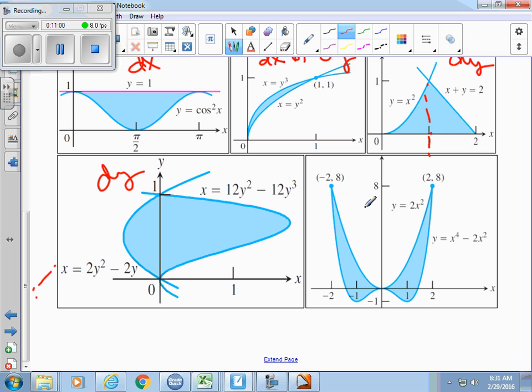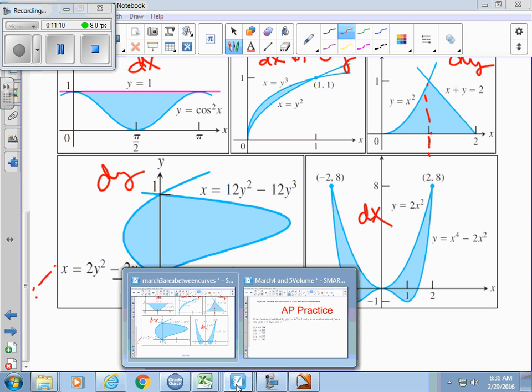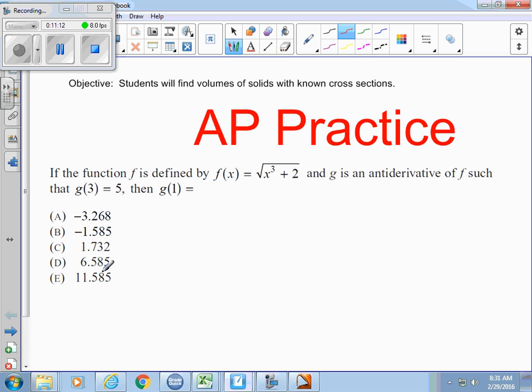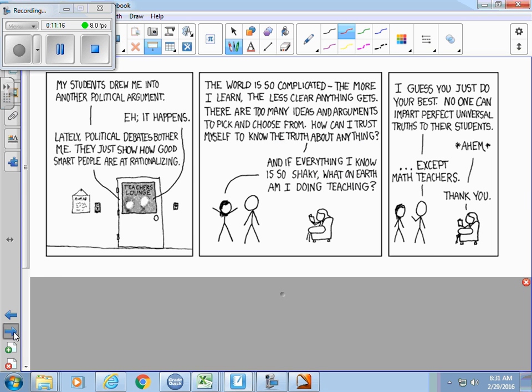What about this one? Top and bottom. Good. Top minus bottom. I would do dx. Okay. Any questions about that? Okay. So that finishes up Friday's lesson. Now we're going to start today's lesson.